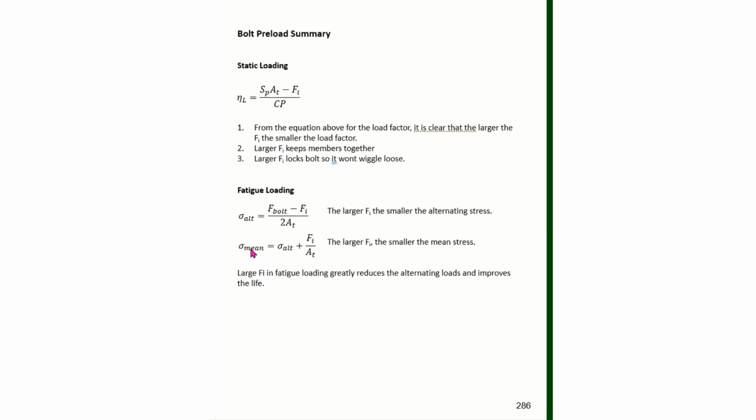If you have a fatigue situation and a low preload, then you can get large alternating stresses on the bolt and your system will fail. In a static scenario, the large preload is not as significant or as important as it is in a fatigue loading situation.